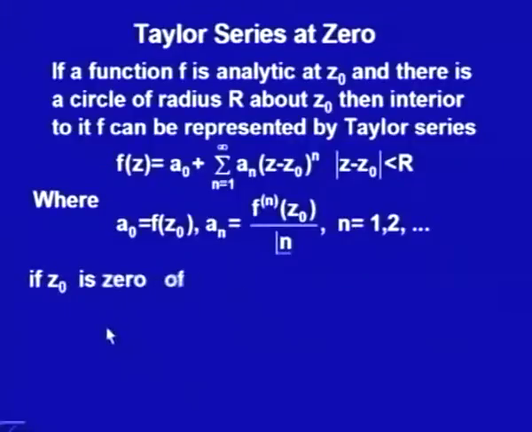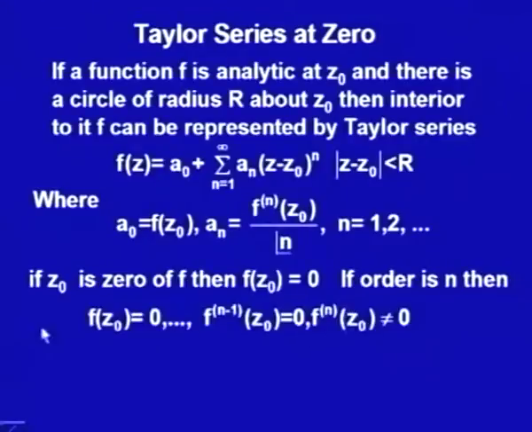What it says is that if z naught is a zero, then f of z naught is 0, and if the order is n, then what would I get? f of z naught is 0, and all of these, up to the n minus 1th derivative at z naught, are equal to 0, but the nth derivative of f at z naught should not be 0.